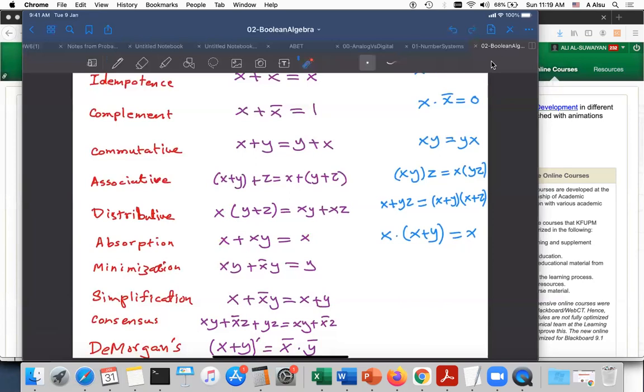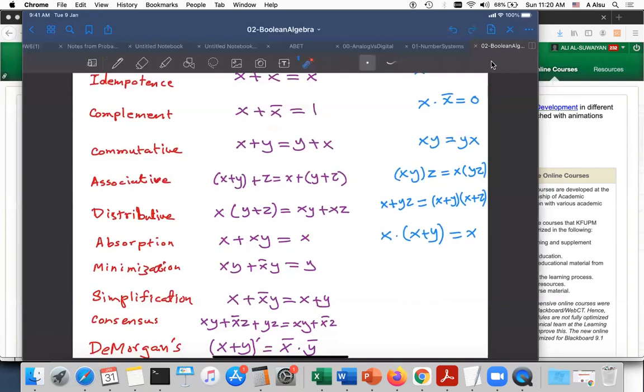So you can use it to prove other properties or to justify your steps in the simplification. However, if I ask you to prove the absorption, then you have to use the simpler properties to do that, okay?